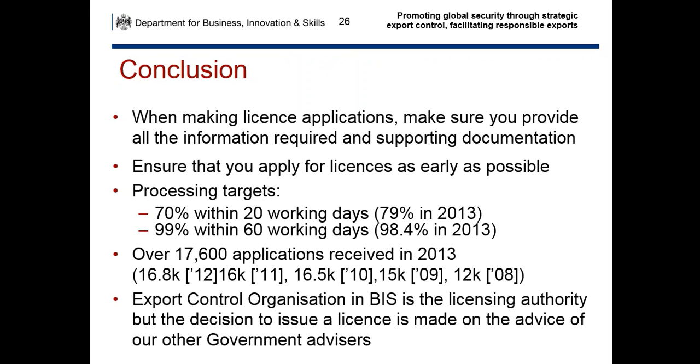So, looking at my summary screen, you'll see that when making licence applications, make sure you provide all the information required and supporting documentation. Ensure that you apply for licences as early as possible. We are currently processing over 70% of our standard individual licences within 20 working days, and 99% within 60 working days. As you're aware, the Export Control Organisation is the licensing authority, but the decision to issue a licence is made on the advice of many other government advisors. So it seems like a long process. However, if everything's completed correctly and everything's been uploaded, you should hopefully receive a licence as long as there's no issues with the customer or destination that you're supplying to.